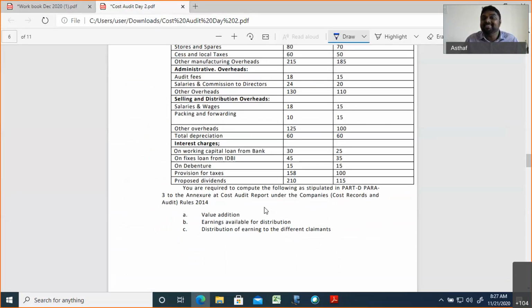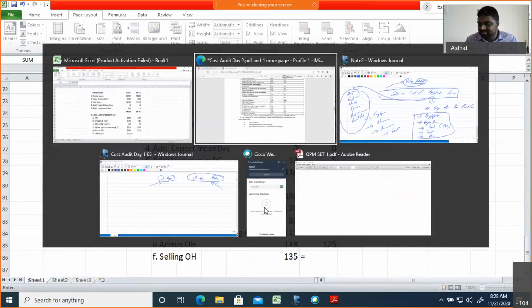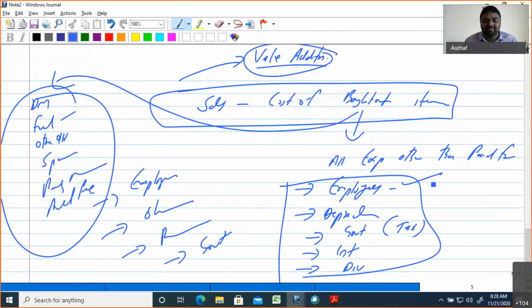We have already discussed depreciation will not come. That will come as part of distribution of earnings. Simply this, employees will not come. Just listen. Depreciation will not come. Government, whatever the taxes, will not come. Interest will not come. Dividend will not come. That's all.